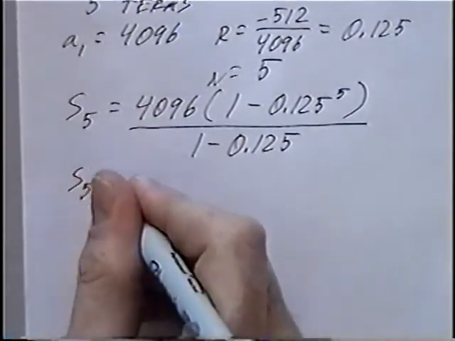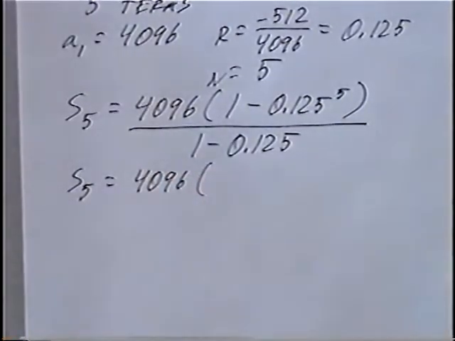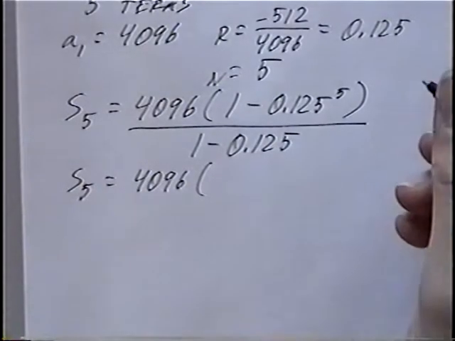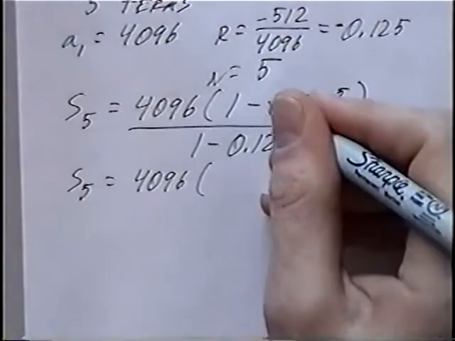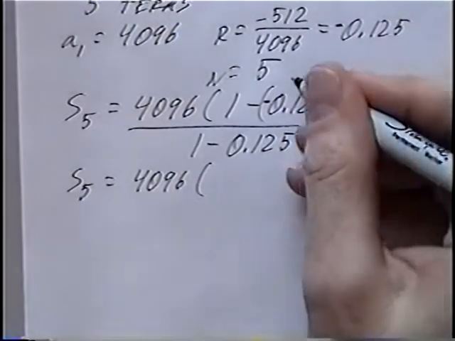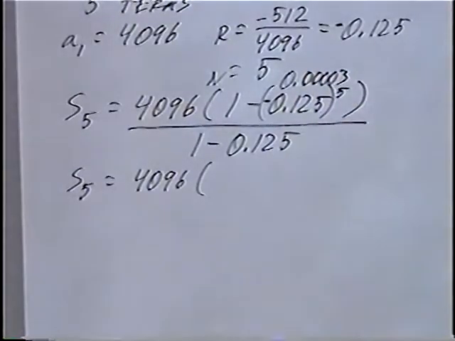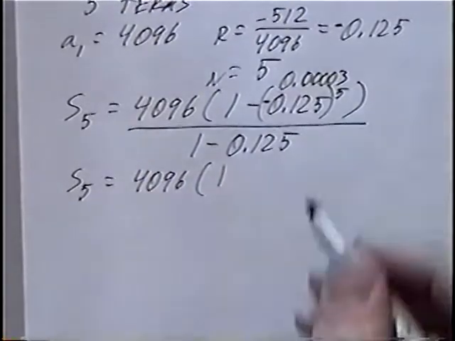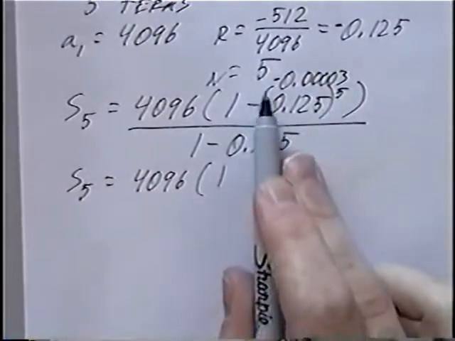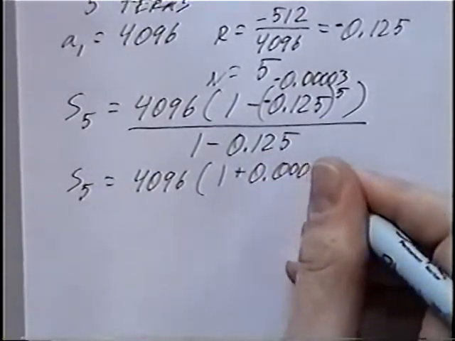Solving this out, the sum of 5 terms, 4096, times 0.125 to the 5th power, and this is actually a negative rate. 0.125 to the 5th power would be 0.4 zeros and a 3. And this would be negative since it's to the 5th power. Minusing a negative would be positive. 0.4 zeros and a 3.